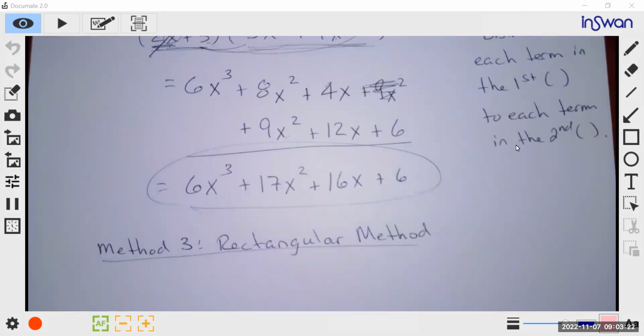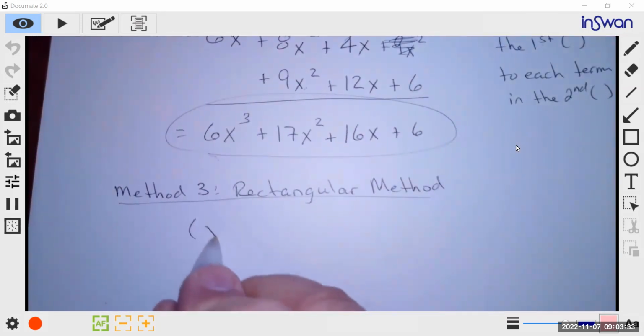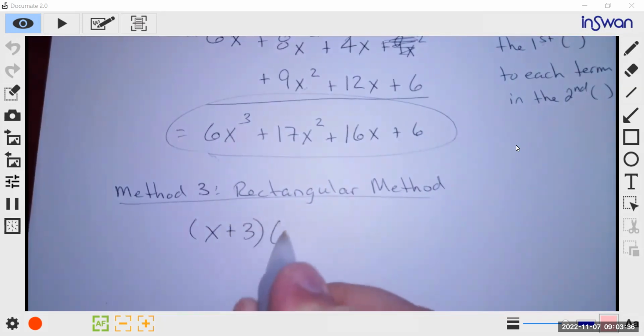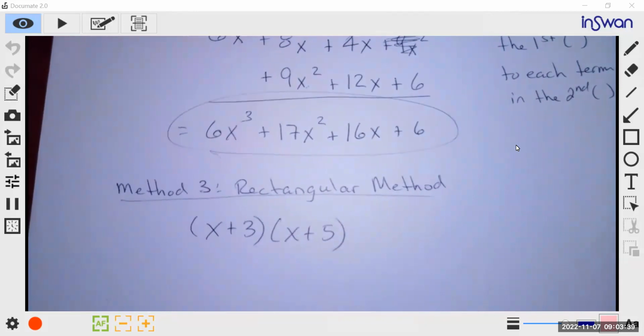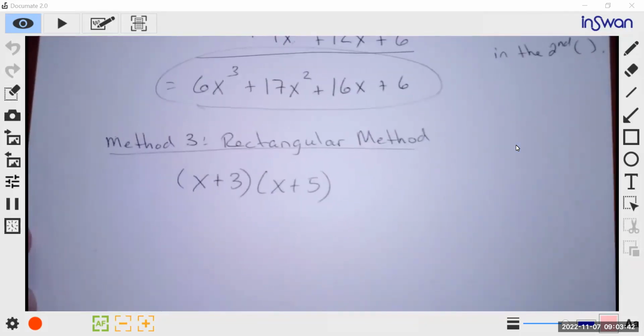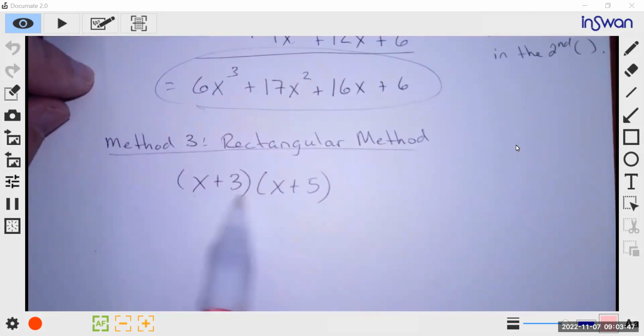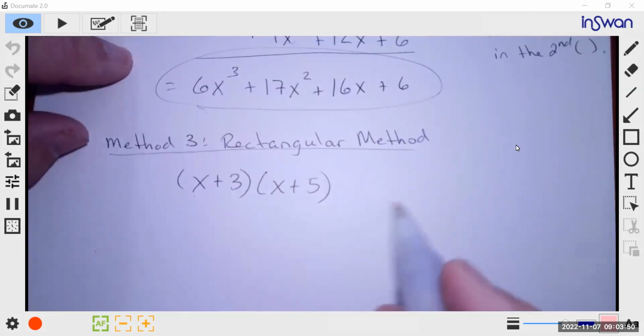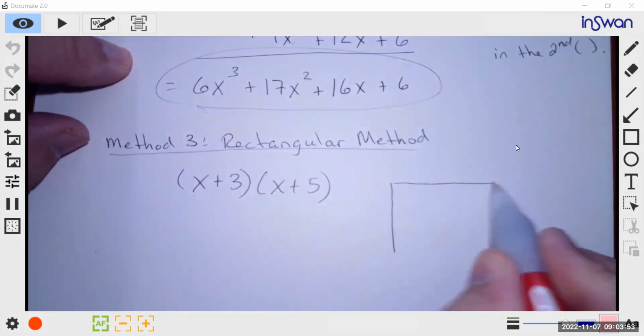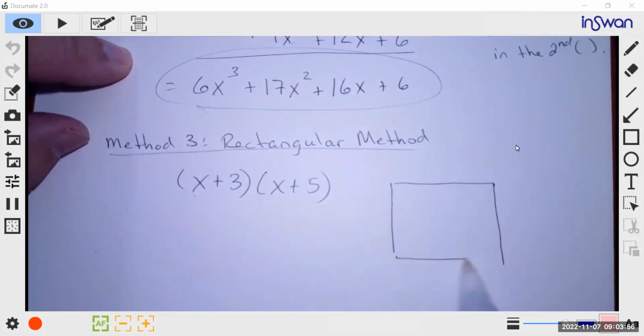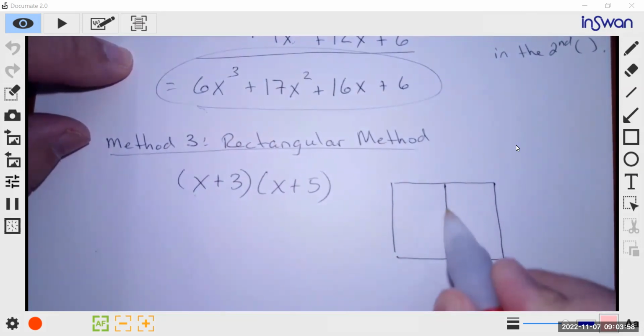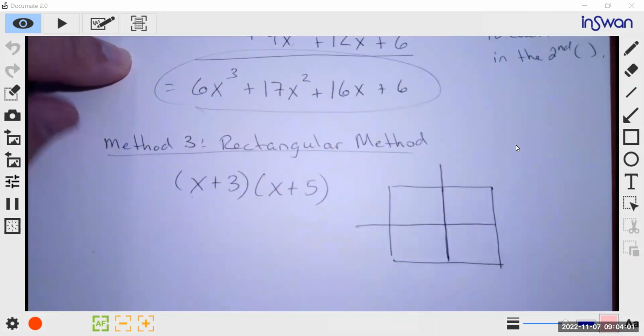First example I used. All right, so let's look at the first one we talked about. X plus 3 times x plus 5. Since each of these parentheses only has 2 terms, my rectangle will only have 2 rows and 2 columns.